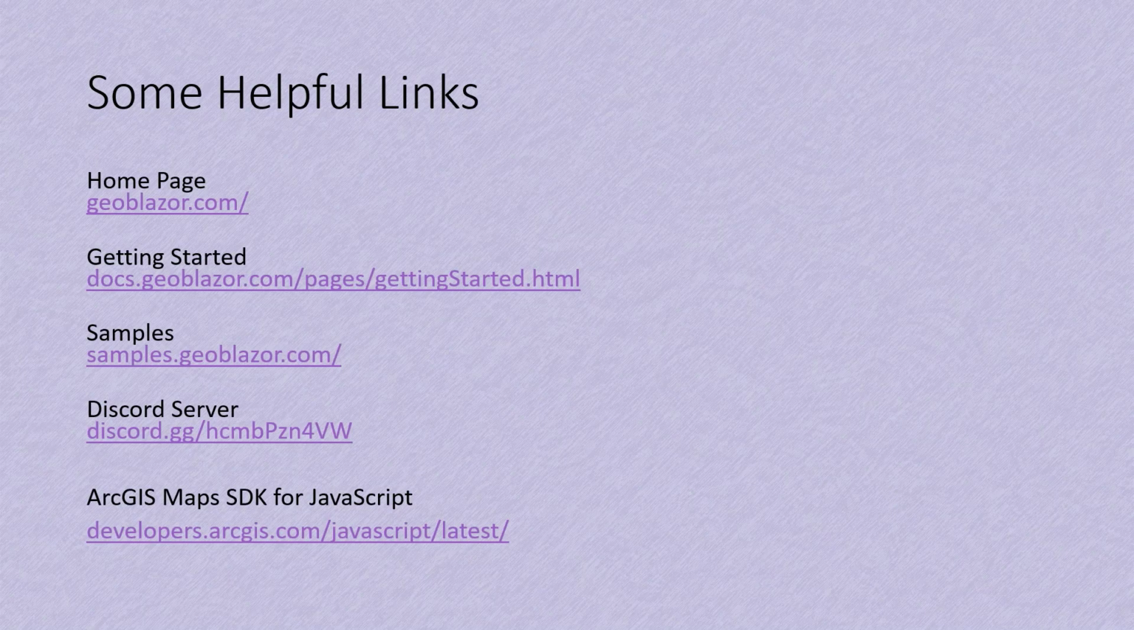I would highly recommend joining their Discord server. The chief developers are on there. They respond to questions. If you're asking how to do something specifically, GitHub's great for reporting bugs, but it's not so good if you want to ask how do I do X or how do I do Y. They're pretty good about that. And then the actual SDK is developers.arcgis.com, which is also useful because it will tell you what's available and goes more in depth into what you can do in GeoBlazor. That's basically it.